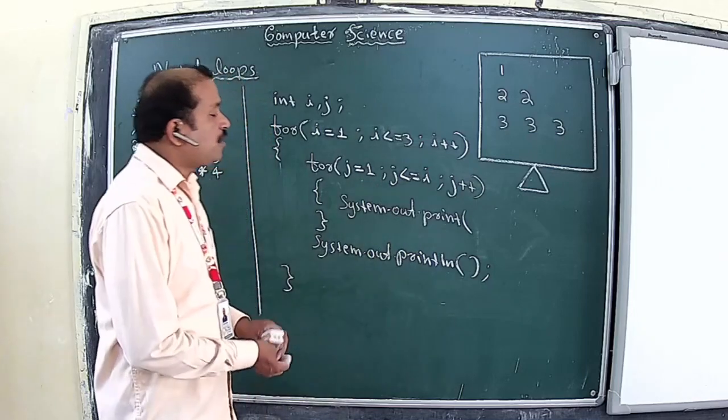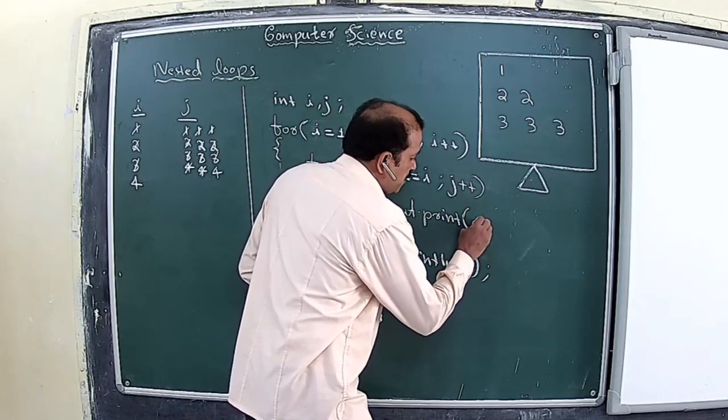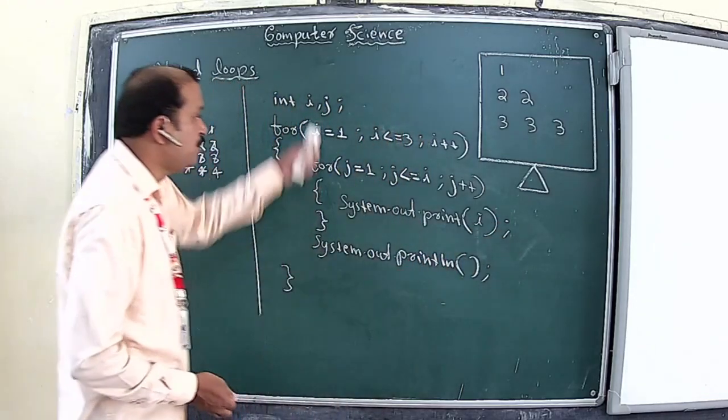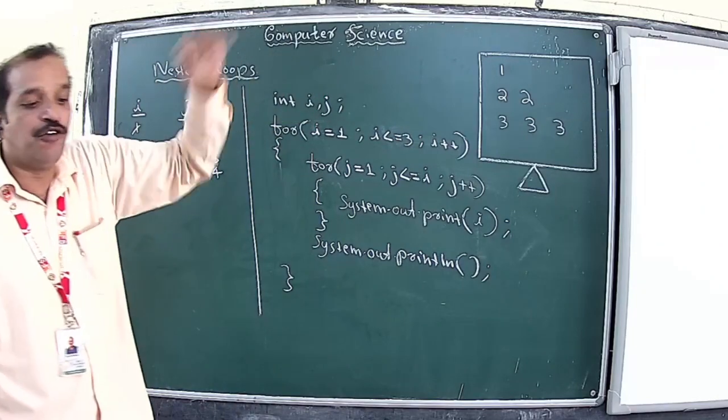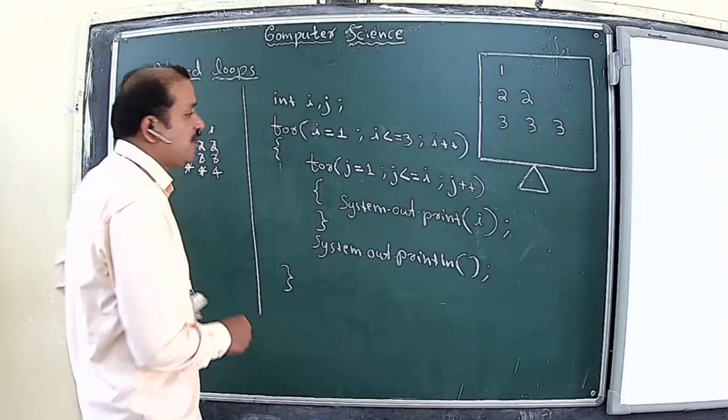And the printing that takes place will be the loop control variable responsible for the outer loop, that is i. And using this program, this particular output will be produced. This is how this output can be produced as part of this one.